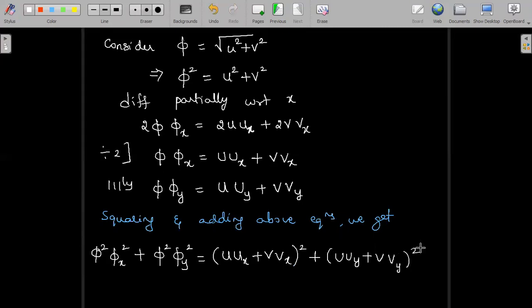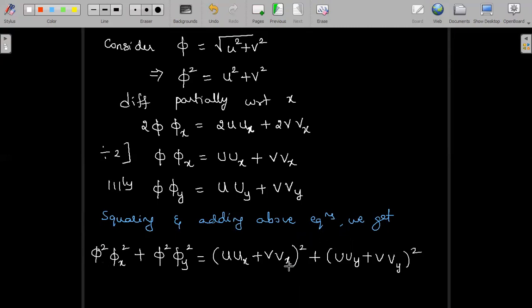Let me explain why it is in whole square form. On the right hand side, when I want to square and then later add it up, it cannot be directly square terms. It will be of the form a plus b whole square. So I have to write down this plus symbol and then the whole square. That is what I meant. So u into uy plus v into vy whole square term. Left hand side is a direct squaring, phi square phi x square, and the left hand side of the second one is also direct, phi square phi y square. So this is how we got squaring and adding the above equations.